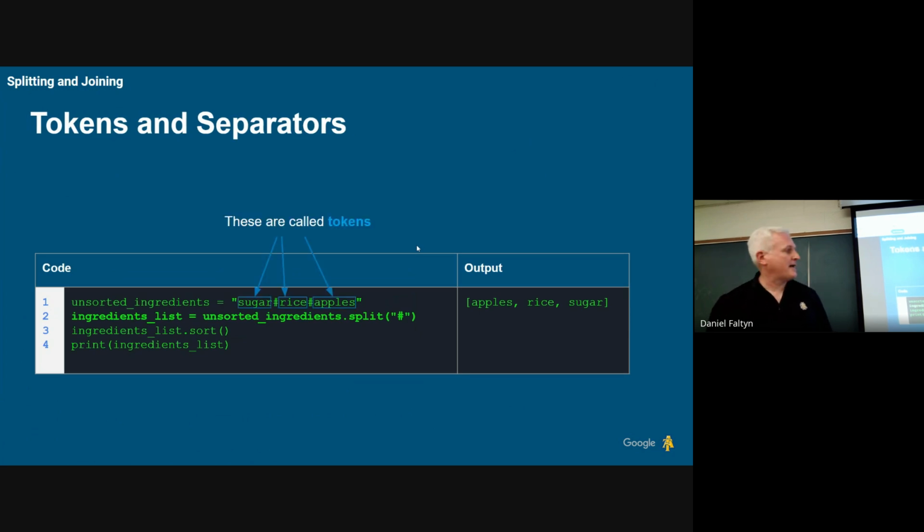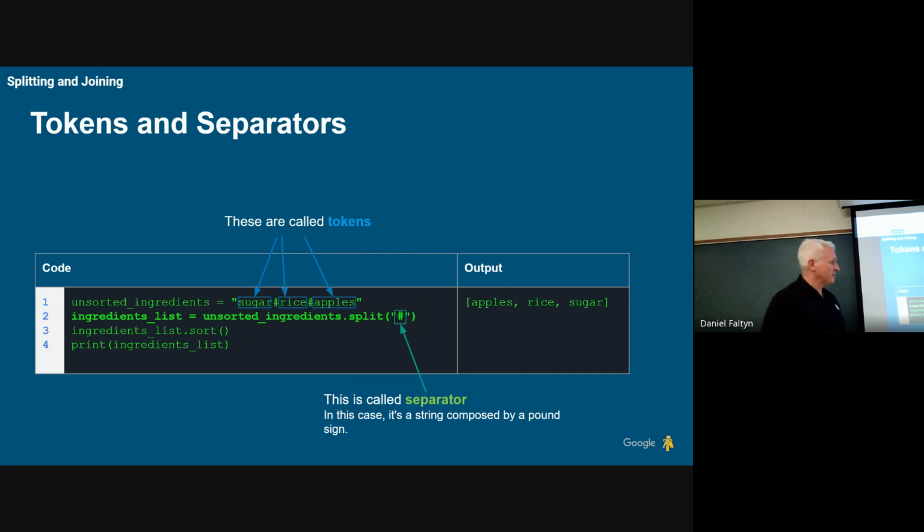So breaking this down a little bit, these things are called tokens. The thing here, this hash symbol, is a separator. It doesn't have to be a hash symbol. It might be a dollar sign. It might be a space. It might be a tab, right? Things like that.